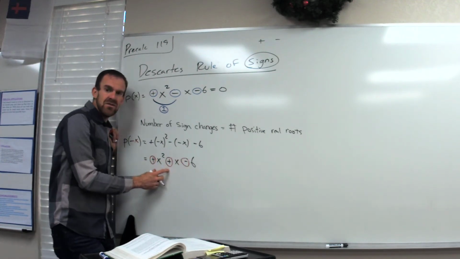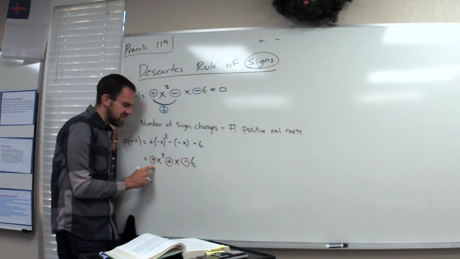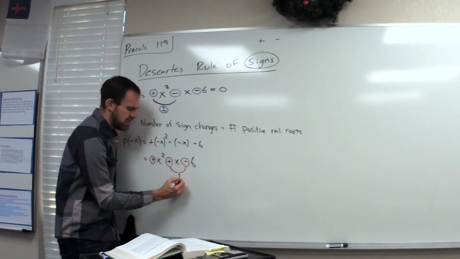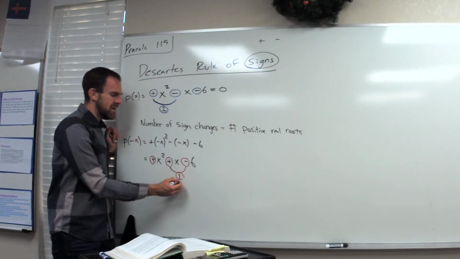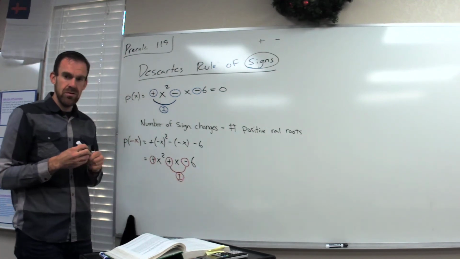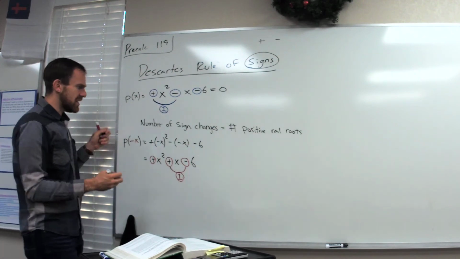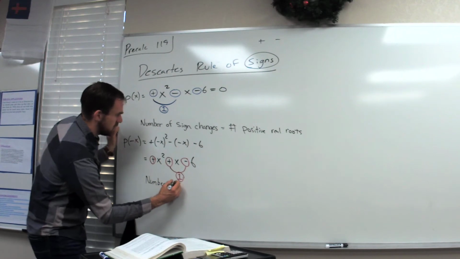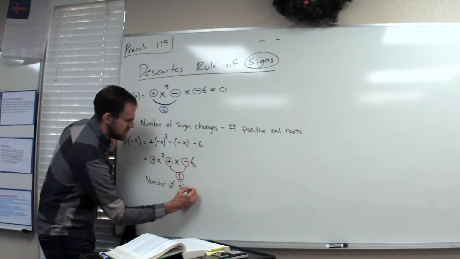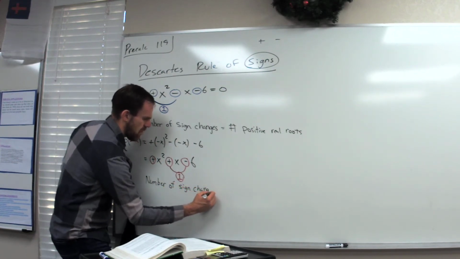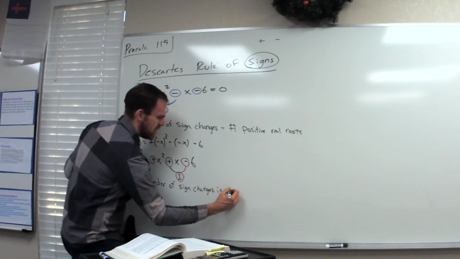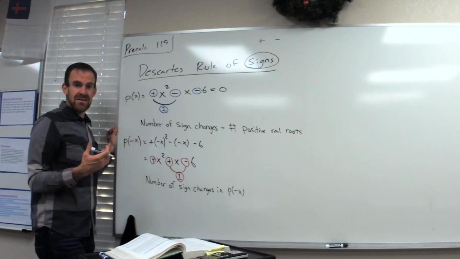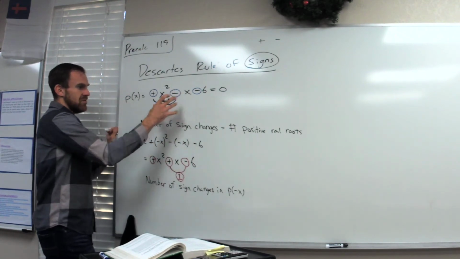So between these two, there's no sign change, right? Because they're both positive. But here, it goes from positive to negative. So that indicates that there is one negative real root. So the negative ones are a little bit more tricky. It's the number of sign changes in p of negative x. So again, you're plugging in negative x for x, and then you're doing the same thing you do with the positive ones.